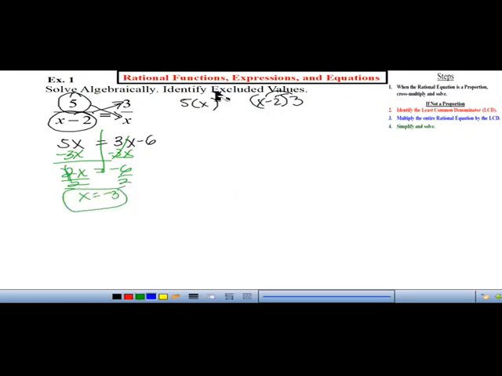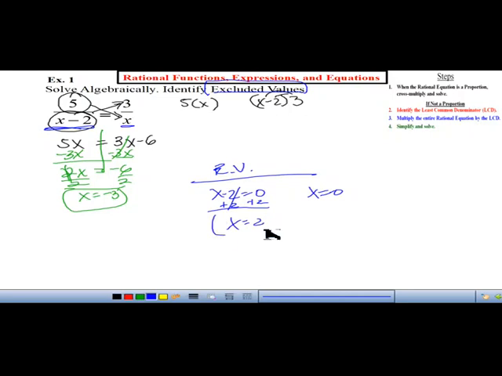No, at the end, they want us to find what? The excluded values. How many denominators do you see? 2 of them. The first one is x minus 2, so I write x minus 2 equal to 0. What's the other one? x equal to 0. Let's solve. Plus 2, x equals 2. And this one's already solved, so my excluded values are 0 and 2.